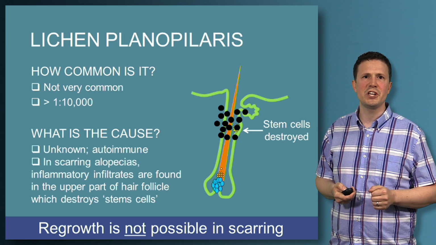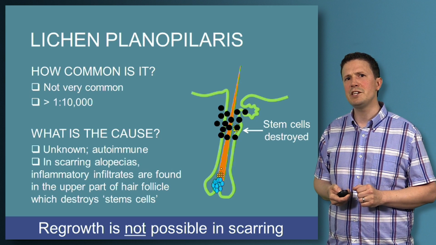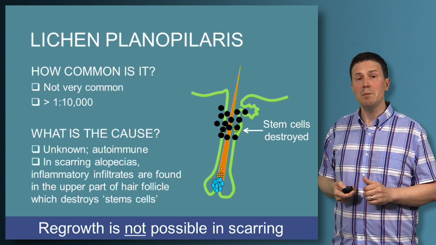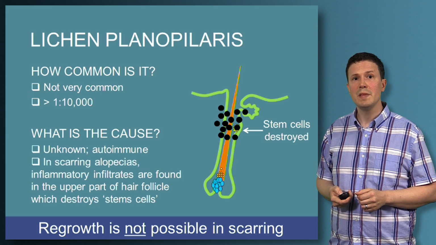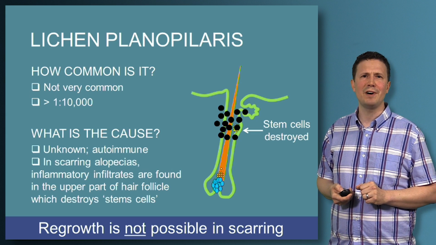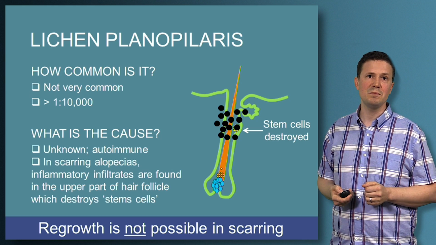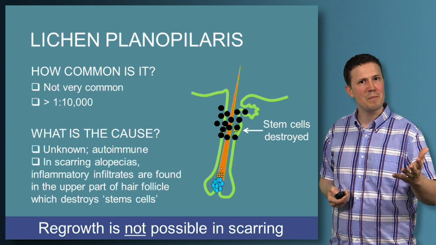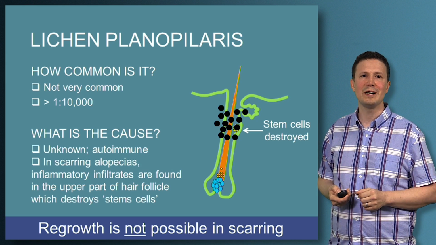It's not as common as genetic hair loss or alopecia areata. Maybe 1 in 10,000 patients will have LPP, but in a dermatology clinic, it's something that's seen from time to time. It's important for you to identify it because you may help this patient alleviate their symptoms. You can stop their itching, you can stop their burning, you can stop their pain, and you can also stop their hair loss as well.